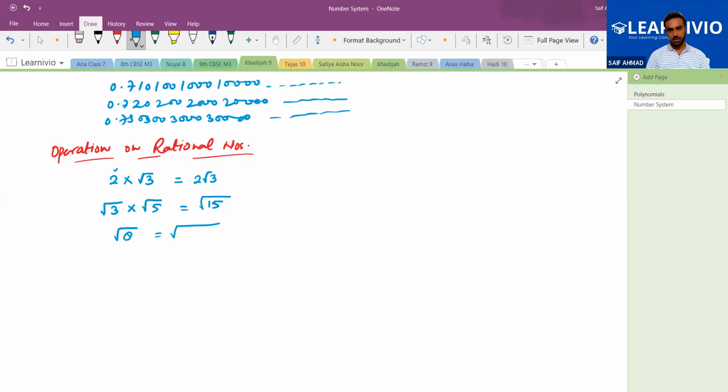For example, this is root 8. So we have to find the factors of 8, which is 2 multiplied by 2 multiplied by 2. How to solve this? We take a 2 with a pair out of the square root. One 2 is out of the square root and this 2 is remaining in the square root. So it will be 2 root 2. Understood?